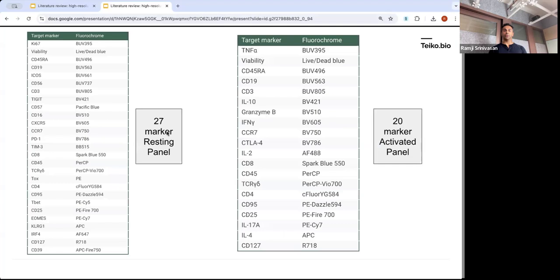These are the actual panels in question. On the left-hand side, you can see the 27-marker resting panel, starting with Ki67 down to CD39. And on the right-hand side, you can see the 20-marker activated panel, starting from TNF-alpha all the way down to CD127.